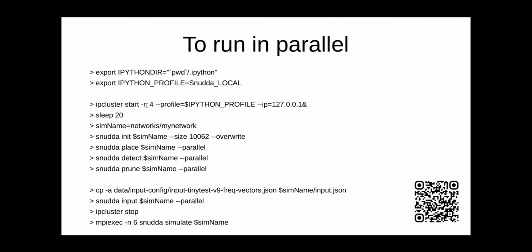So we start the IPCluster first, and then when we run place, detect, and prune, we add a parallel option here to tell Snudda that it should run in parallel. And then it will use these workers. And also for the input generation. Here you can see that we copied over an input config file to the simulation directory. And then finally we stop the IPCluster, and then we start the neuron simulation here.